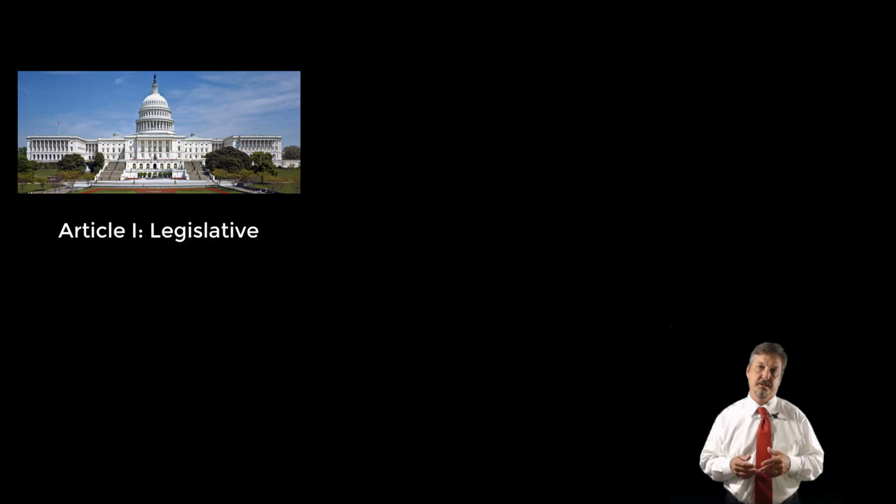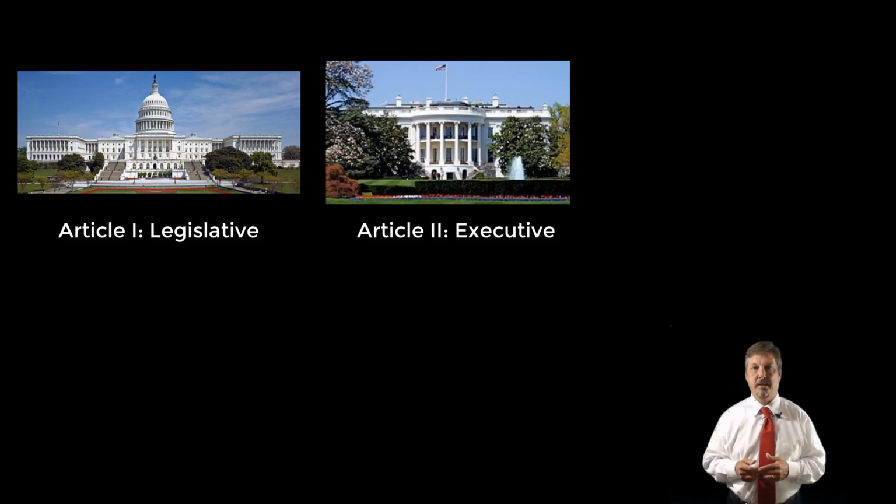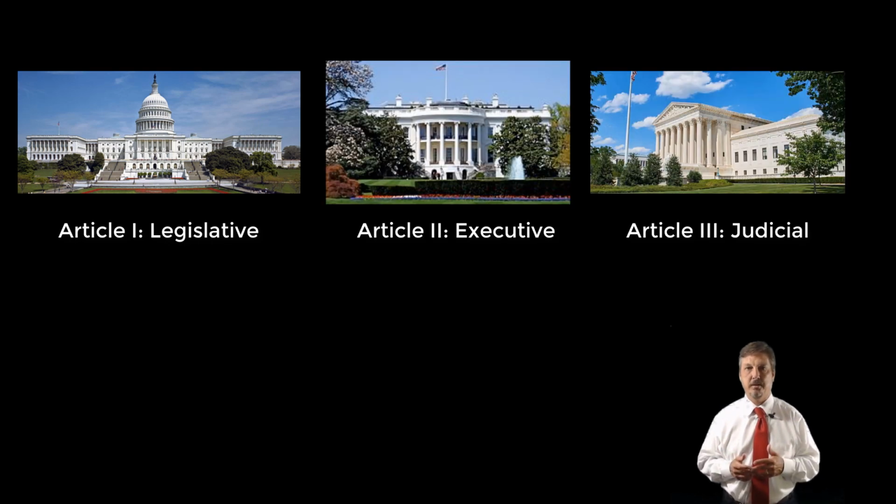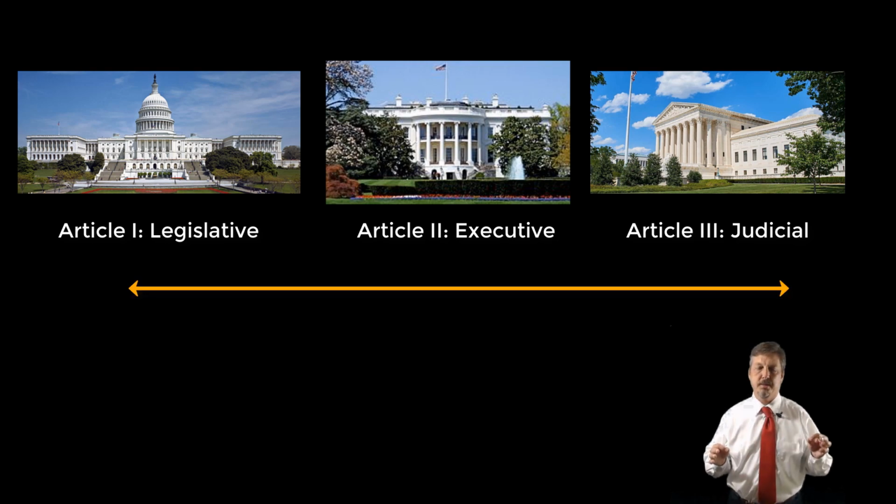The first three articles of the 1789 Constitution establish the three branches of our federal government. Article 1 establishes the legislative power, Article 2 the executive power, and Article 3 the judicial power. We could say that these three articles establish a horizontal relationship among the three branches of government.